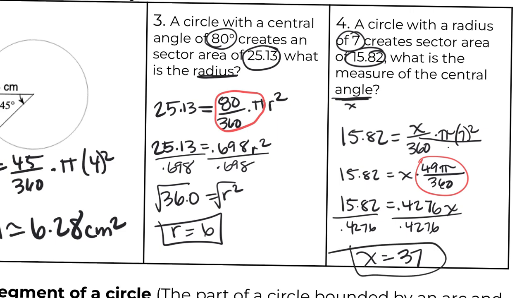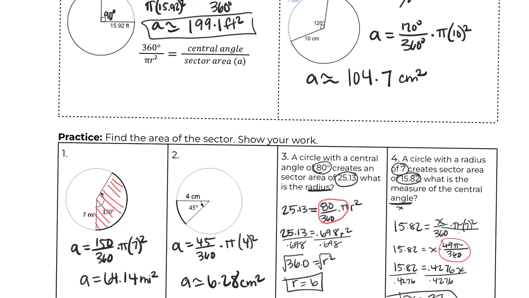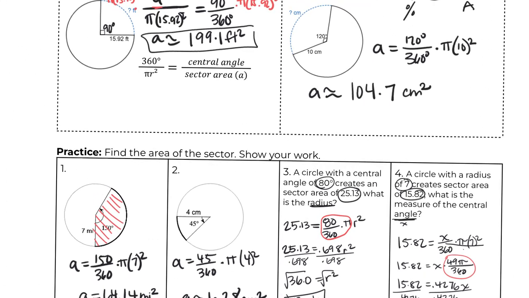Okay, I'm going to stop this video here. That's skill 2. That is being able to just find the area of a sector or being able to solve for radius or angles if you're given the area of the sector.